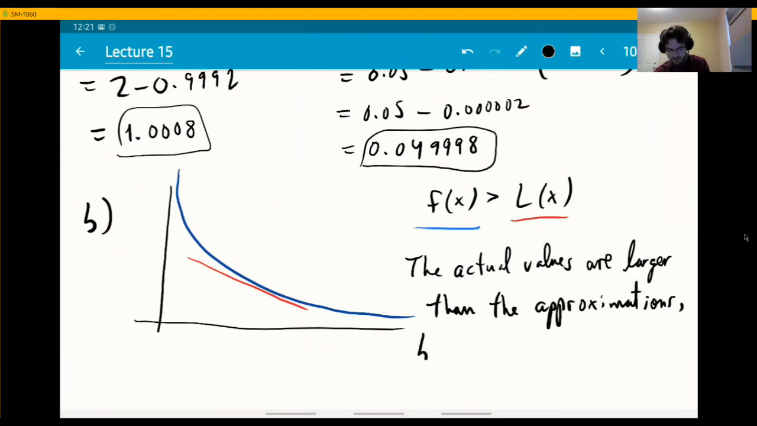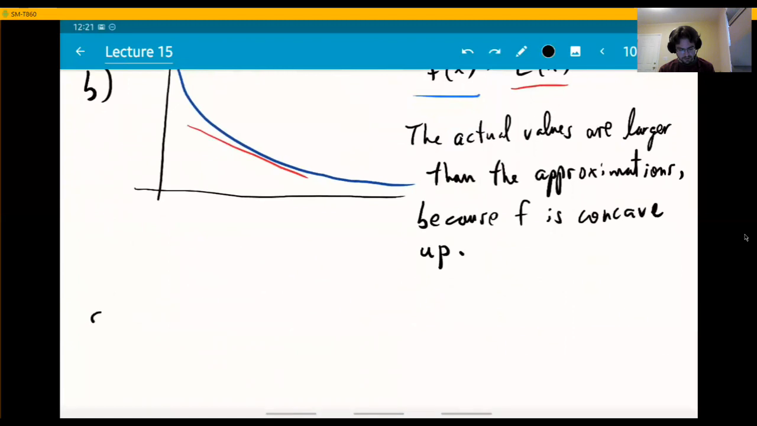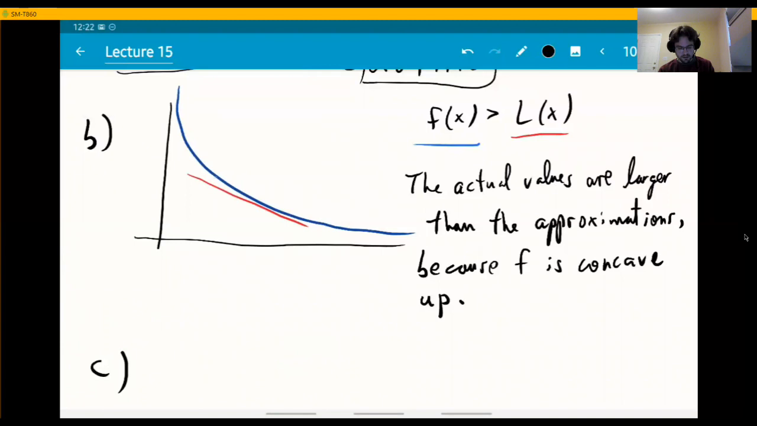And why is that? Because f is concave up. So you technically don't even need this drawing in your answer. The fact that f is concave up should be something that you know, but I recommend always drawing, so really there is no confusion. Really, you should know why you're saying what you're saying. But then the final question, C was asking, which approximation do you think is better? The one for the number 1 or the one for the number 20?